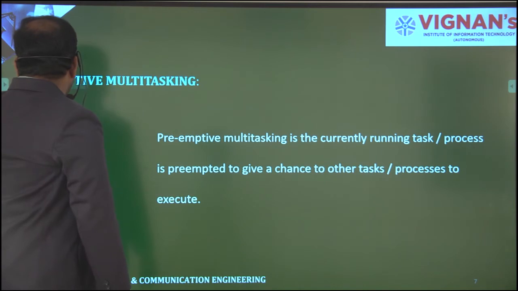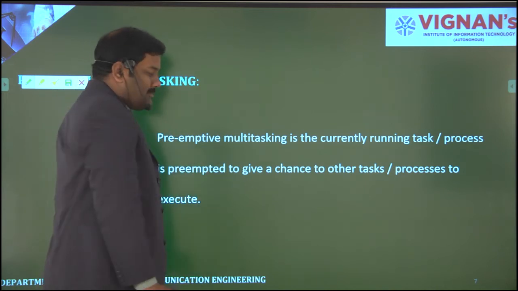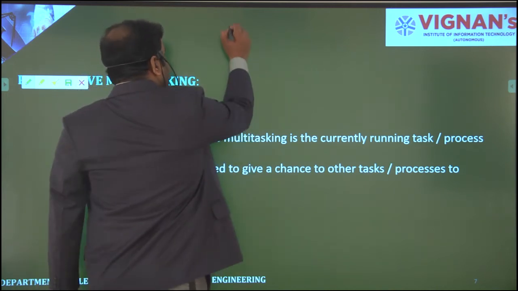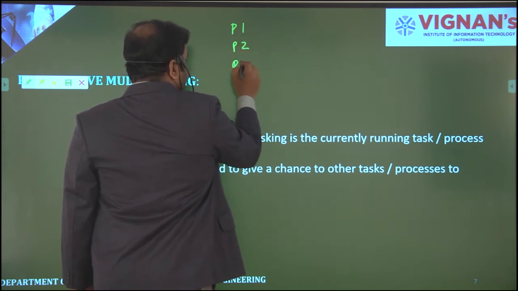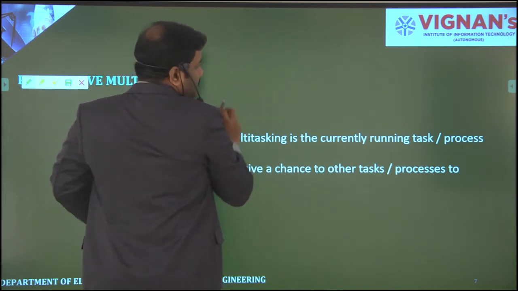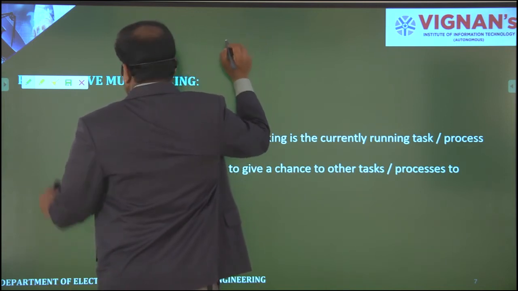Next one is preemptive multitasking. Preemptive multitasking is nothing but what I just told you. So P1 is executing, P2 is there, and P3 is there. I have one diagram for you also. That's okay.